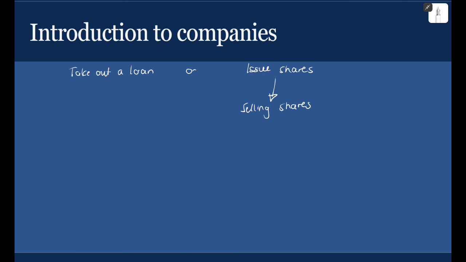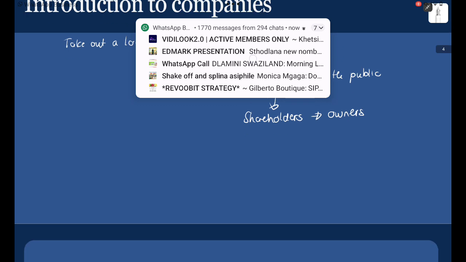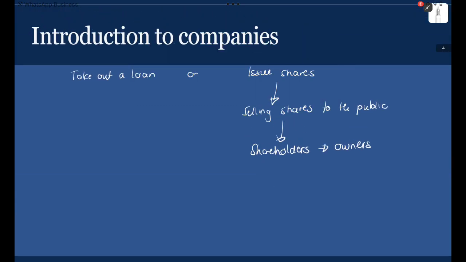A company sells shares to the public, right? And then when they sell these shares to the public, those people that buy the shares become what? They become shareholders of the company. And what are shareholders? Shareholders are what? Owners of this company, right? So when you are a shareholder of a company, it means that you own a certain amount of shares in the company, right?